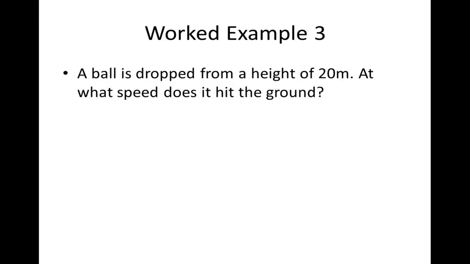One more example. Let's say a ball is dropped from a height of 20 meters. What speed does it hit the ground? You might think this doesn't give you a lot of information, but what we can say is the distance is 20 meters. It is dropped from an initial velocity of 0. We want to find out what the velocity is, and the acceleration will be gravity, which is 9.8 meters per second squared.